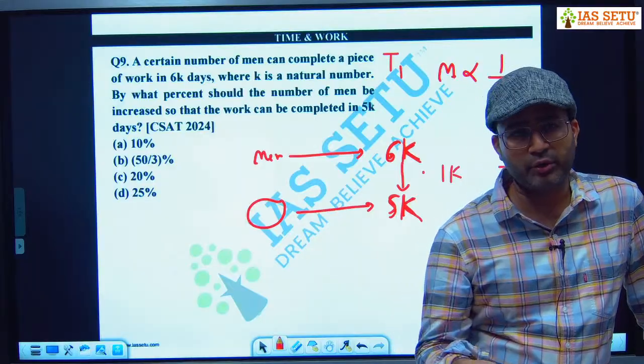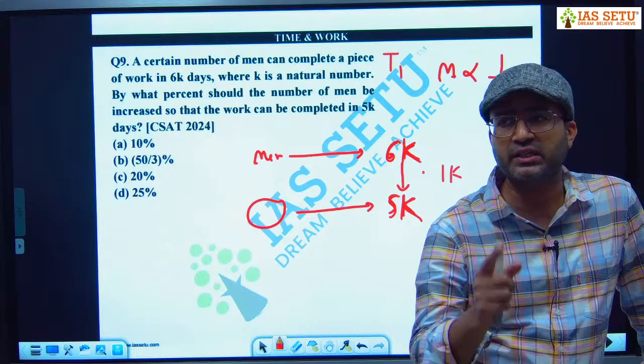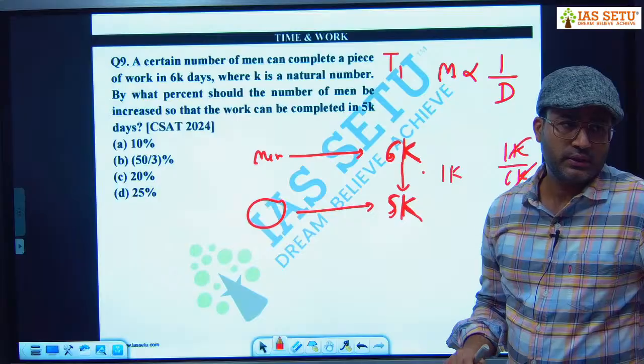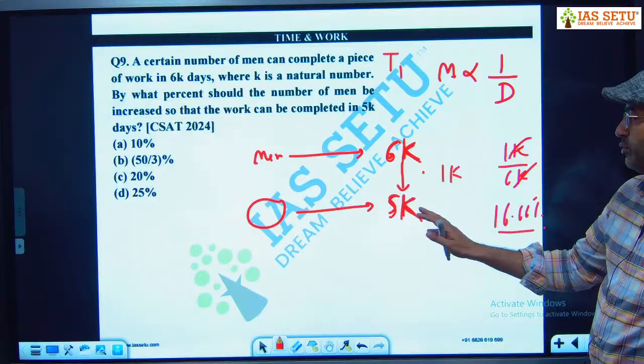One, if you are able to remember, 16.66% decrease is compensated by a 20% increase. Direct answer. But it doesn't look from your faces that you are recalling it.